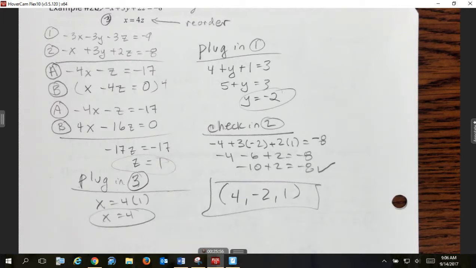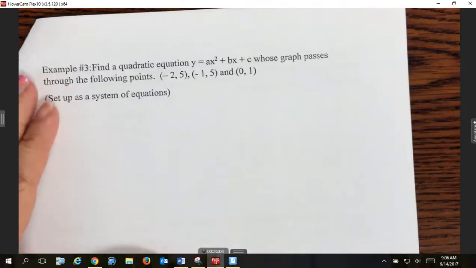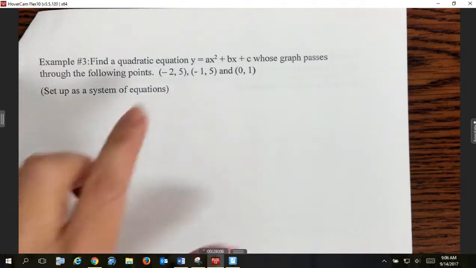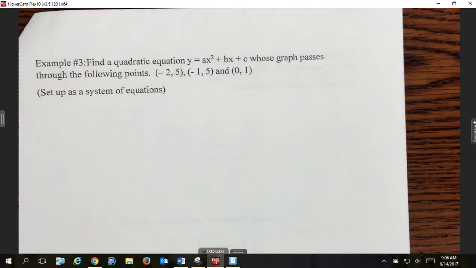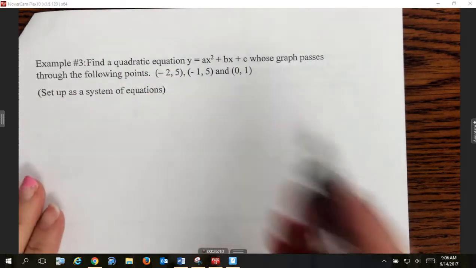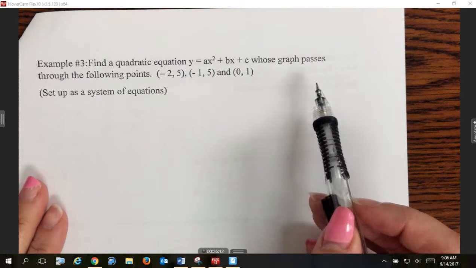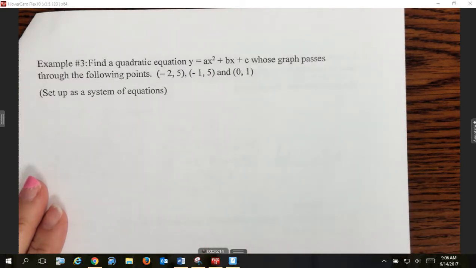So the next 2 examples are the same material that we were just doing. You just have to set up the equations first. The equations are not given to you. So example 3, find the quadratic equation y equals ax squared plus bx plus c, whose graph passes through the following points. So we have 3 ordered pairs. We need to take these 3 ordered pairs and make 3 equations.